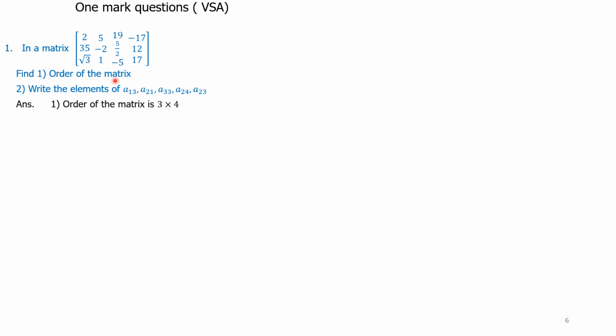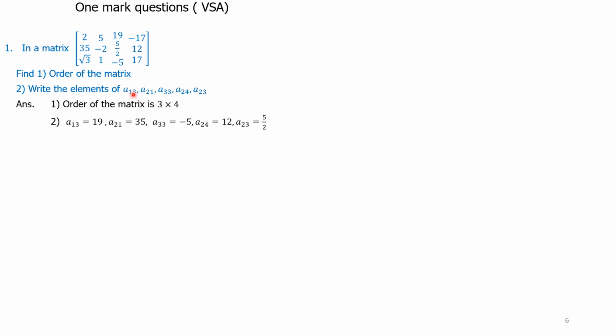There are 3 rows. This is the first row, this is the second row, and this is the third row. And there are 4 columns: 2, 35, root 3; 5, minus 2, 1; column number 3, 19, 5 by 2, minus 5; and column number 4, minus 17, 12, 17. Therefore, there are 3 rows and 4 columns. Hence, the order of the matrix is 3 by 4 or 3 into 4.